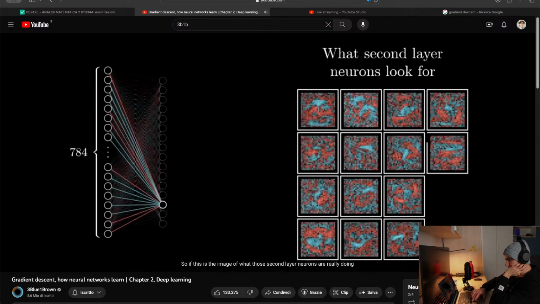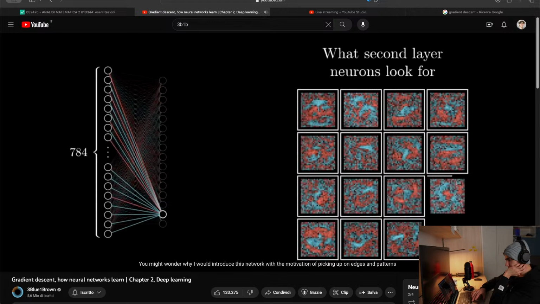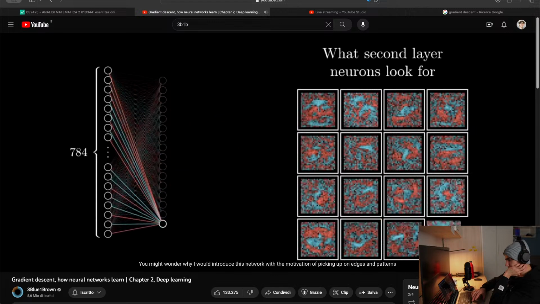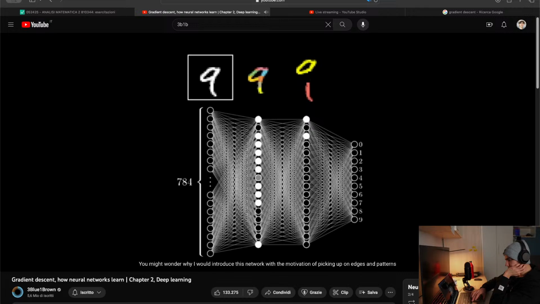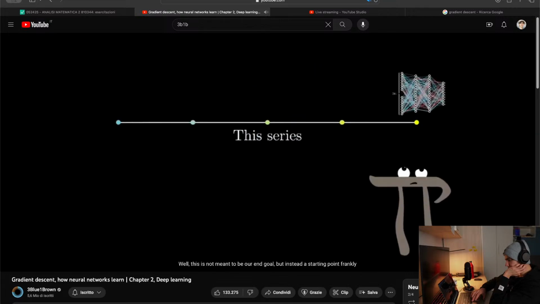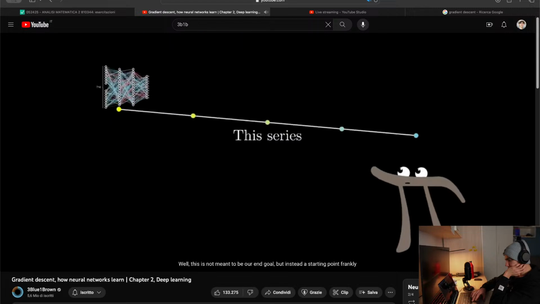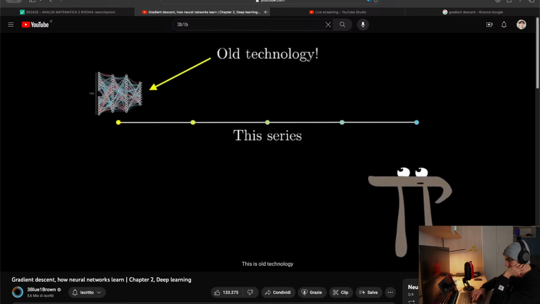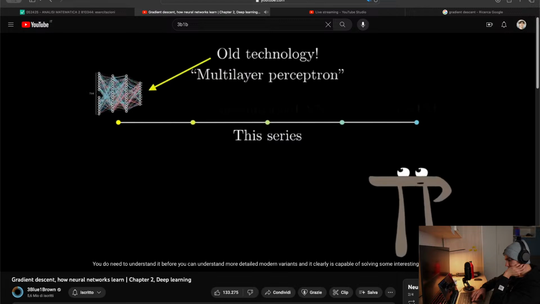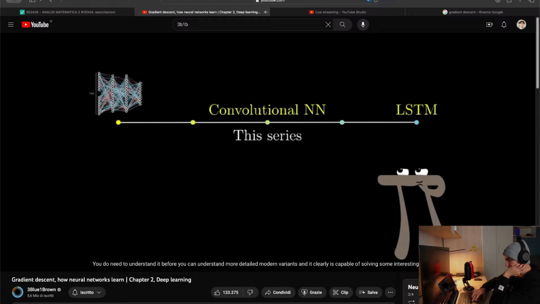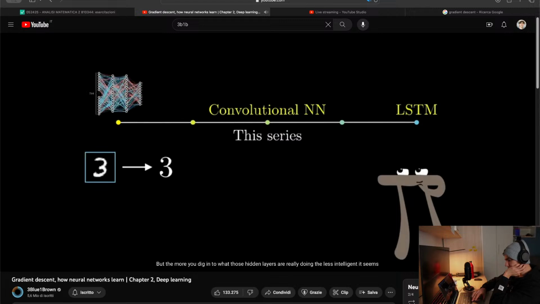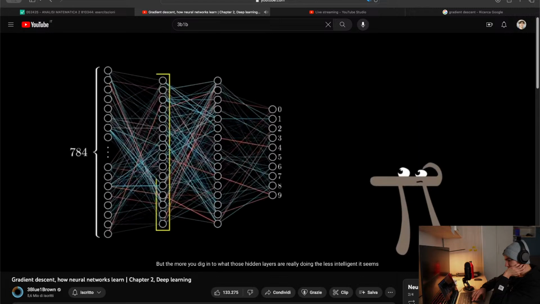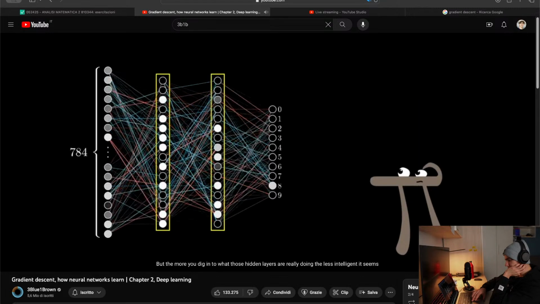So with this as the image of what those second layer neurons are really doing, you might wonder why I would introduce this network with the motivation of picking up on edges and patterns. I mean, that's just not at all what it ends up doing. Well, this is not meant to be our end goal, but instead a starting point. Frankly, this is old technology, the kind researched in the 80s and 90s. And you do need to understand it before you can understand more detailed modern variants, and it clearly is capable of solving some interesting problems. But the more you dig into what those hidden layers are really doing, the less intelligent it seems.